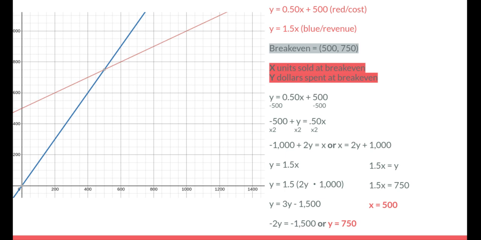or y equals 750. And then to the right of that, it's 1.5x equals y, and then you would substitute the y for 750, and you'd divide both sides by 1.5, and you'd get x equals 500, which would result in the break even, which is 500 units sold and $750 spent.